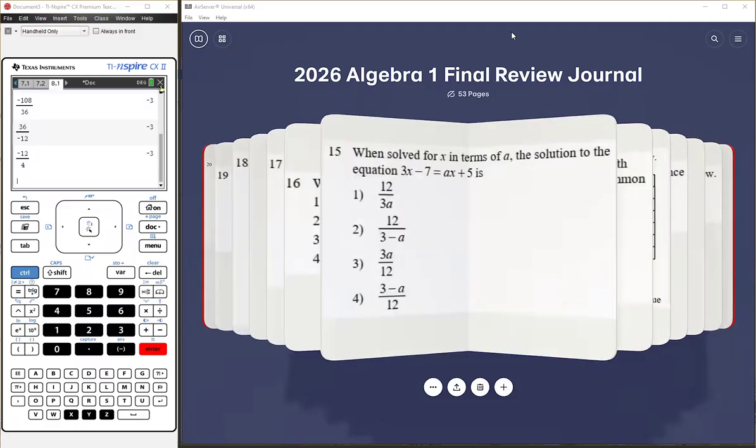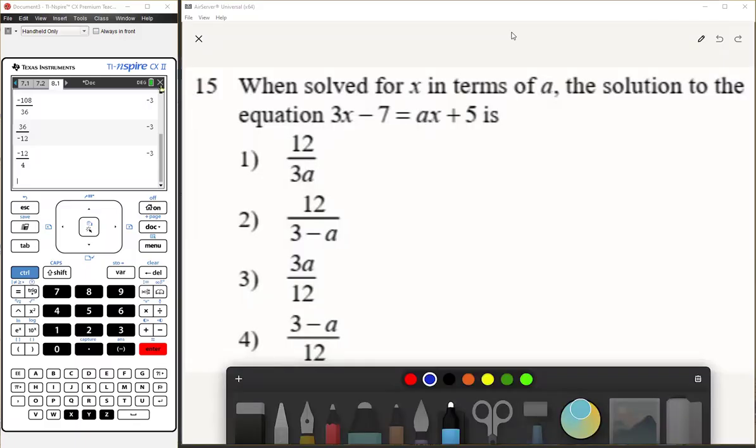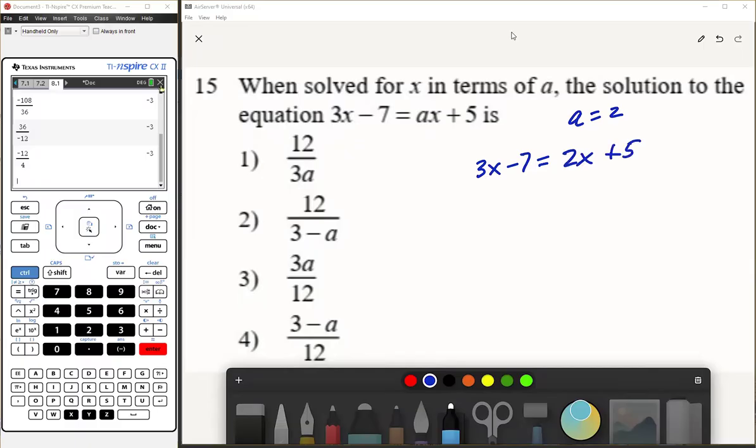All right, now this is a good question. Now I'm going to do one thing. If that A wasn't in that equation, most students would have no problem solving this. For instance, if I said A is equal to 2 and I made this 3x minus 7 equals 2x plus 5, and then I solved it using boxes and circles, right? Most of my students would have no problem solving this.